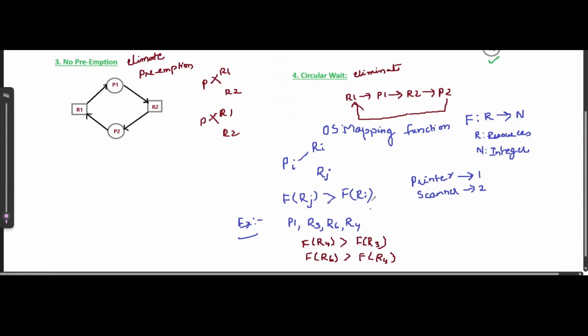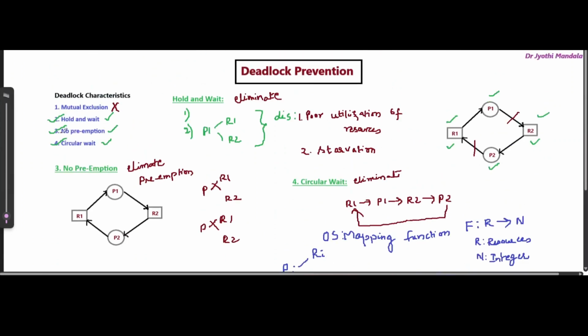So if the operating system is using this mapping function, then the circular wait can be eliminated. In this way, we can eliminate hold and wait, no preemption and circular wait so that we can prevent our system from entering the deadlock state. Mutual exclusion can't be removed. I hope you all are clear with today's topic of how deadlock can be prevented. Let us meet in the next lecture. Until then, thank you all.